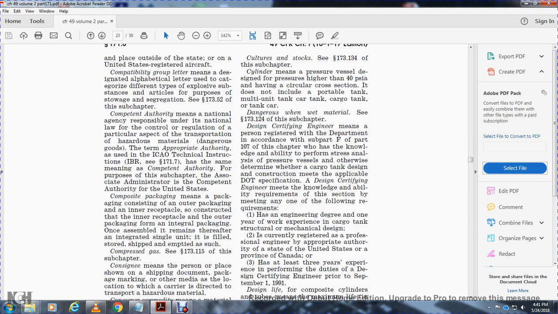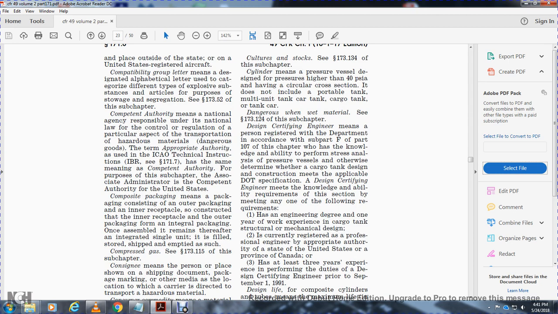Composite packaging means packaging consisting of an outer packaging and an inner receptacle, so constructed that the inner receptacle and the outer packaging form an integral packaging. Once assembled, it remains thereafter an integrated single unit; it is filled, stored, shipped, and emptied as such. Compressed gas, 173.115 of the subchapter.